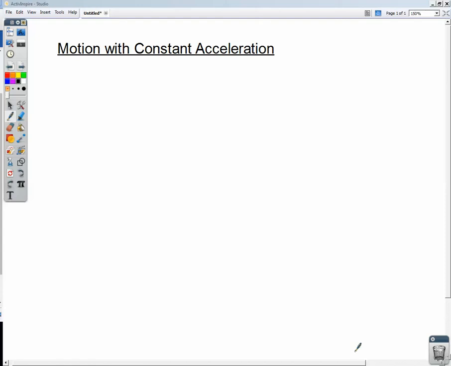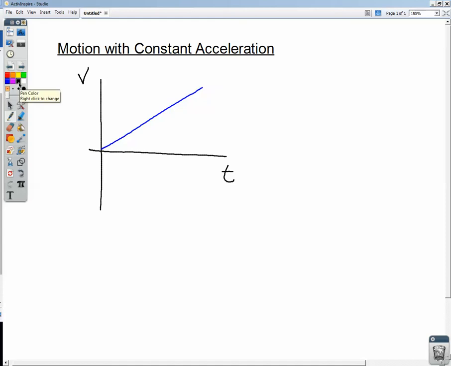First up, let's take a look at what a graph of velocity versus time for something undergoing constant acceleration would look like. If it's constant acceleration, the slope of this graph is going to be constant. So let's look at something with a constant positive acceleration. The average acceleration is equal to the change in velocity, which is v final minus v initial, all divided by the time that it took.